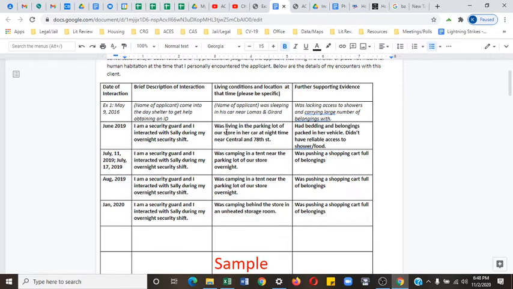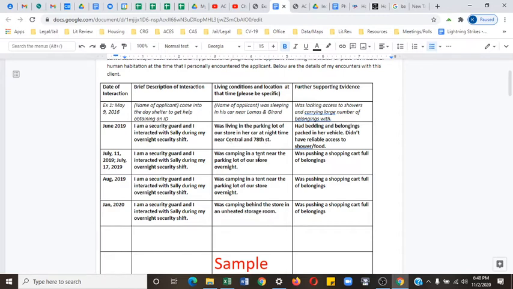Next, you're going to put their living conditions. This is very specific to where they were sleeping at night, and it's a description. It's not using the word homeless. It is going through and describing what it looked like. So in this case, they were living in the parking lot of the store in their car at nighttime, and you get the location, Central and 78th.